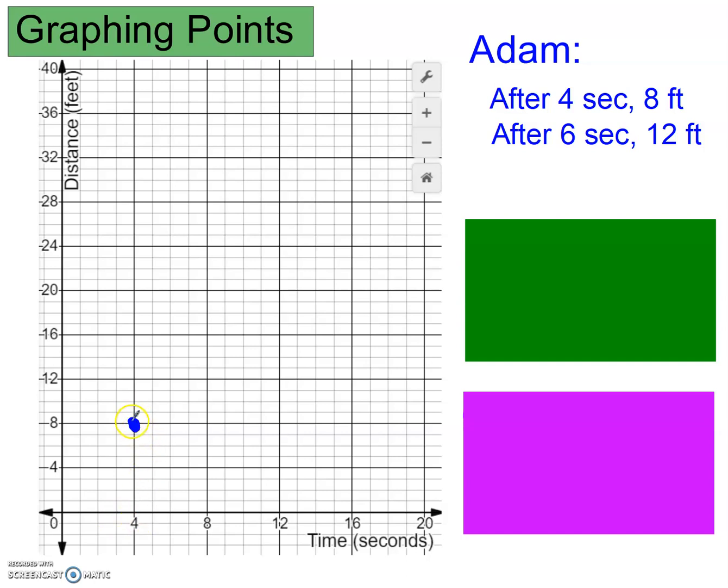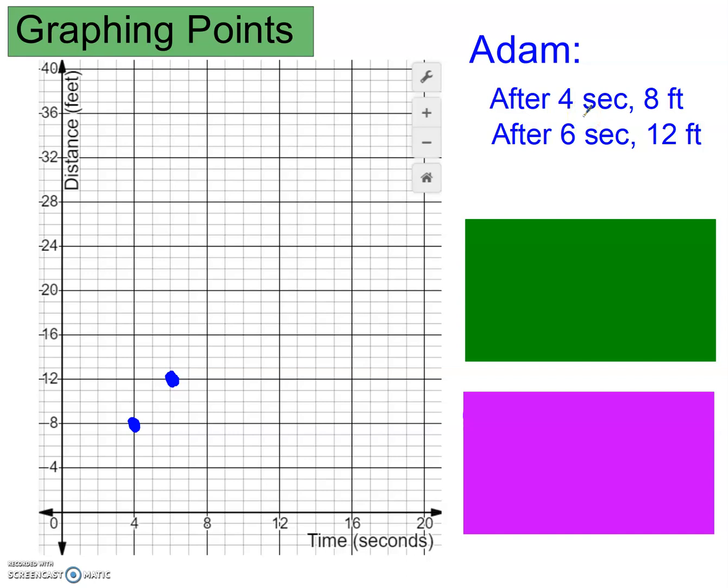And then we're also told that after 6 seconds, he'd gone 12 feet. So here's 6 seconds right here. We'll go up to 12 feet right there. And we'll say there's a picture of Adam's progress. Okay. What we're doing is taking this information about Adam's progress, and we're representing it here on this graph.